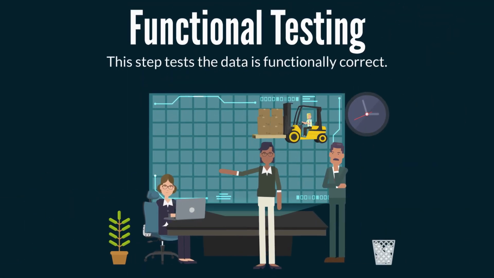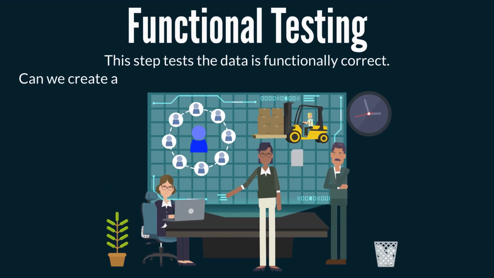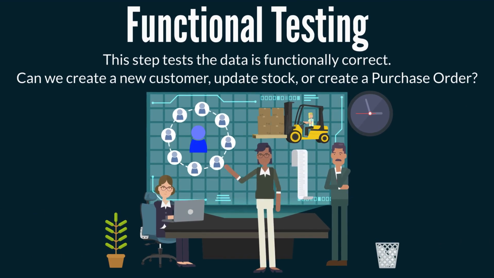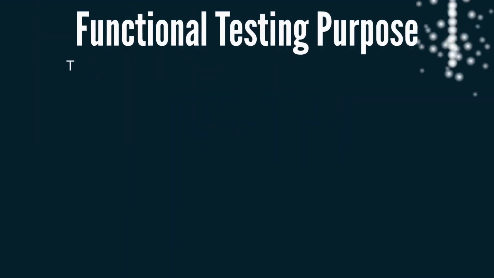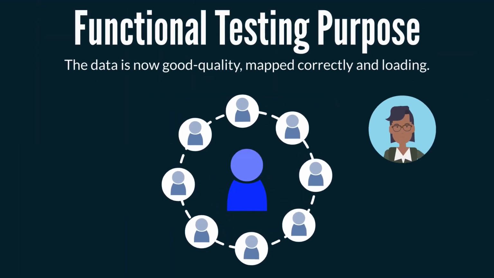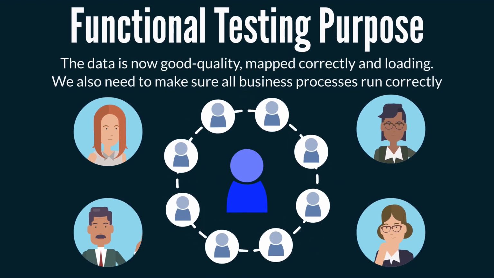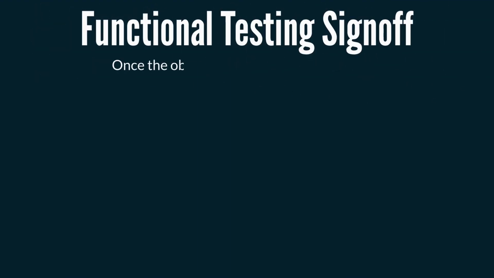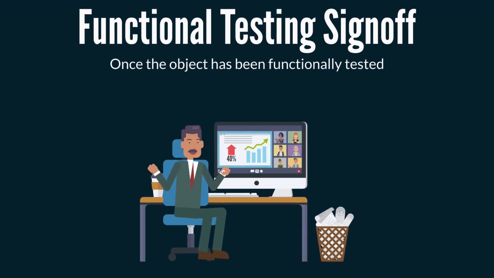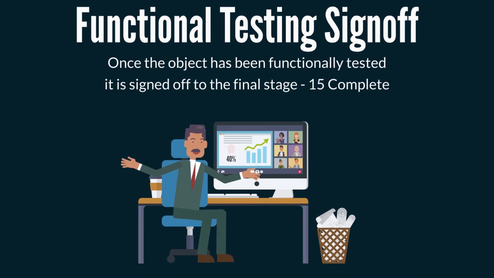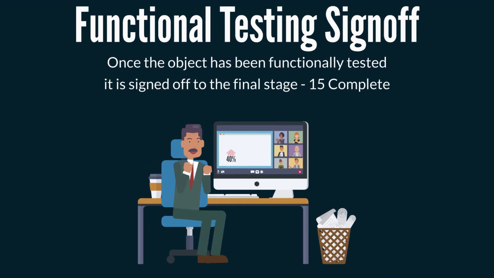Step 14, functional testing. This step tests the data is functionally correct. Can we create a new customer, update stock, or create a purchase order? The data is now good quality, mapped correctly, and loading. We also need to make sure all business processes run correctly. Once the object has been functionally tested, it is signed off to the final stage, 15, complete.